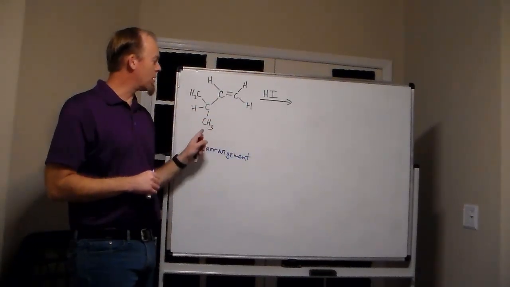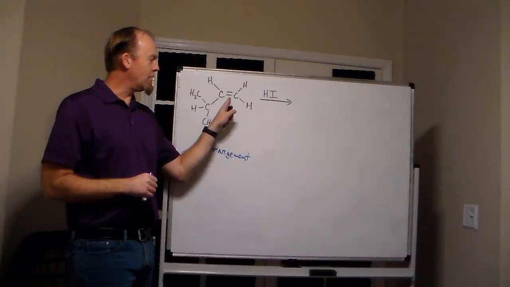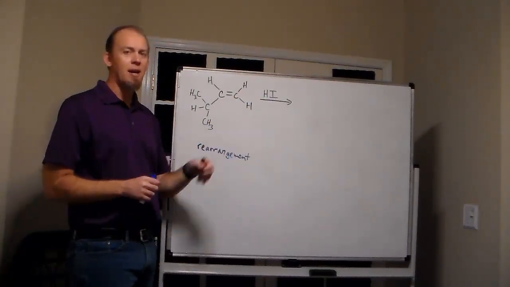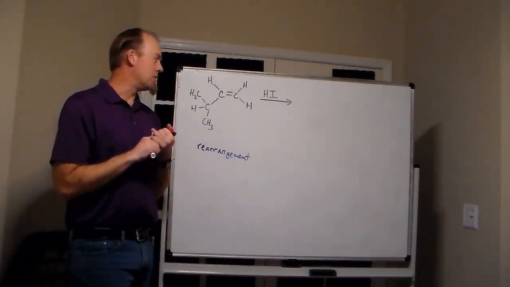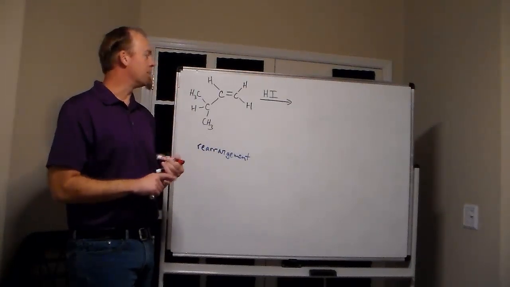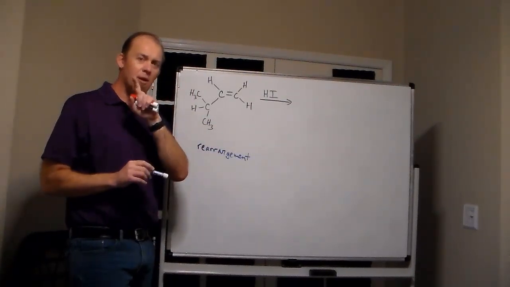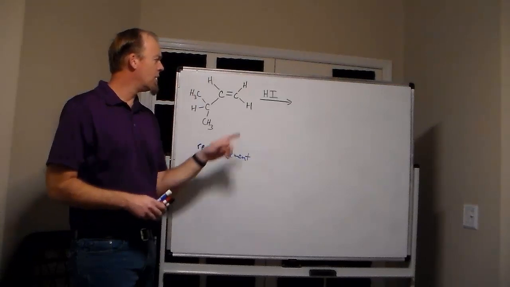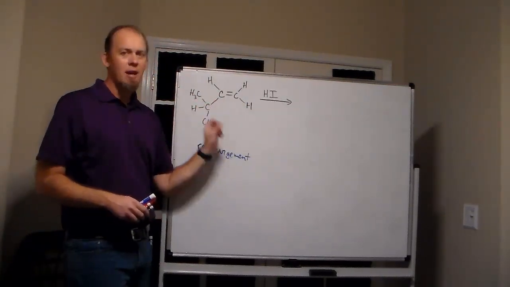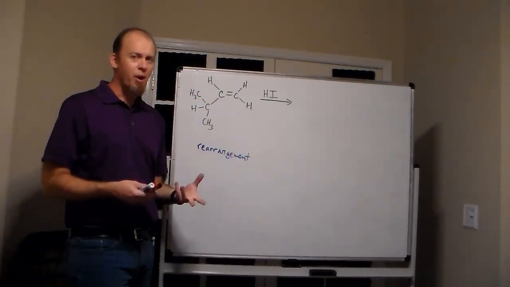So I've got this chemical compound. It's an alkene. I'm reacting with hydrogen iodide. So this is going to be an addition reaction. This is going to be a hydrohalogenation reaction. Now, I'm going to draw what we would expect. We know that HI will give us a Markovnikov product.